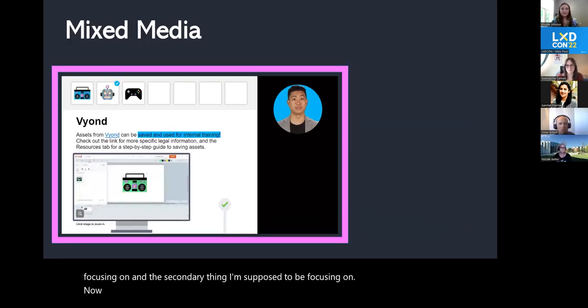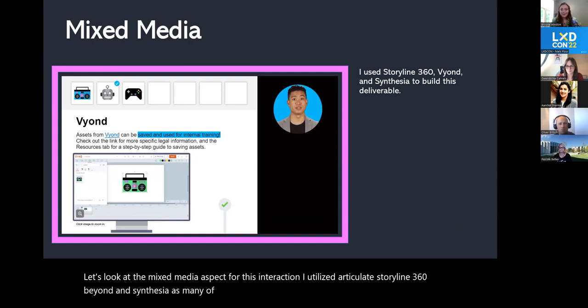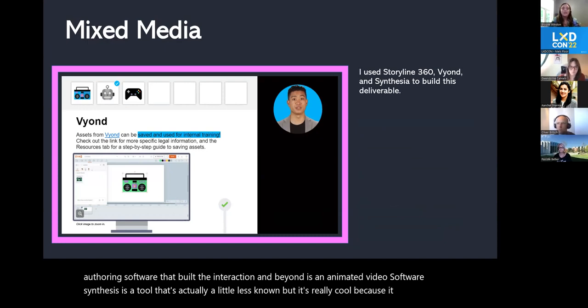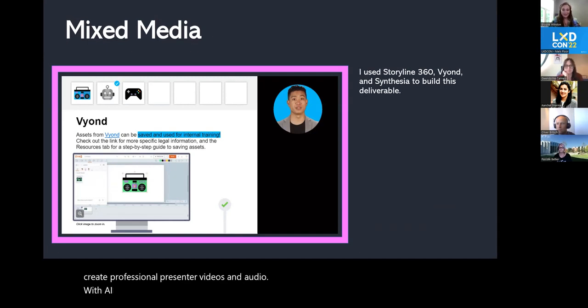Now let's look at the mixed media aspect. For this interaction, I utilized Articulate Storyline 360, Vyond, and Synthesia. As many of you probably already know, Storyline is the e-learning authoring software that built the interaction, and Vyond is an animated video software. Synthesia is a tool that's actually a little less known, but it's really cool because it allows users to create professional presenter videos and audio with AI avatars. As you can tell, that's not me. That's not my voice, but that's just how good these avatars are.